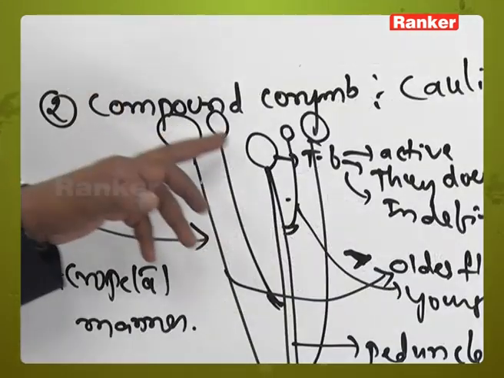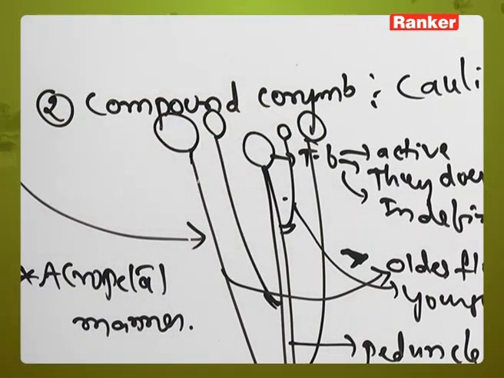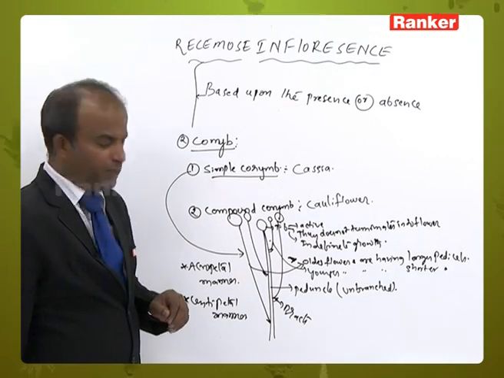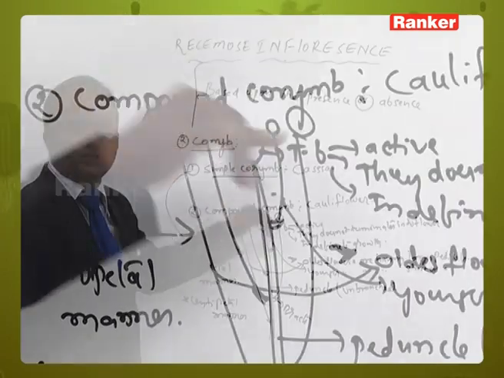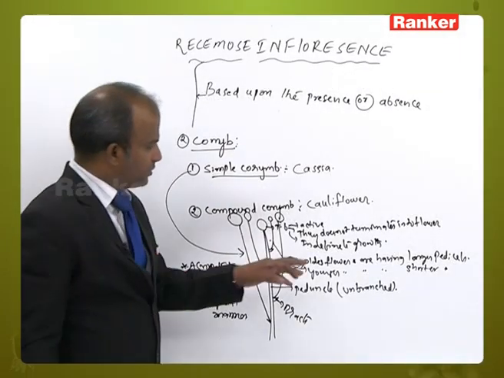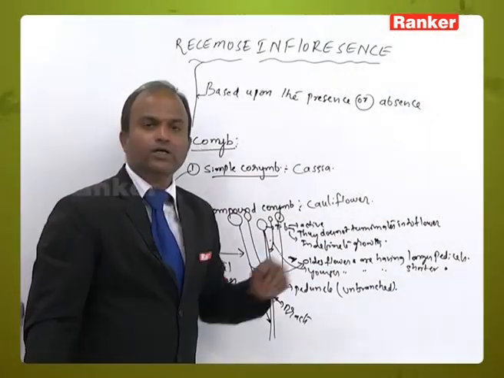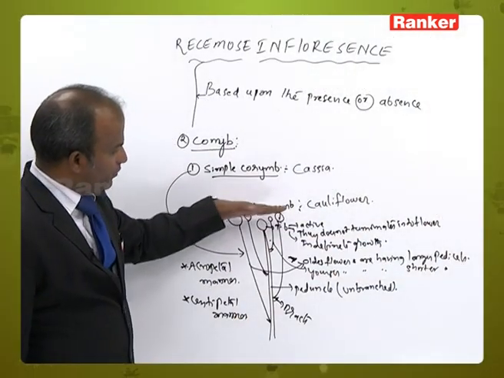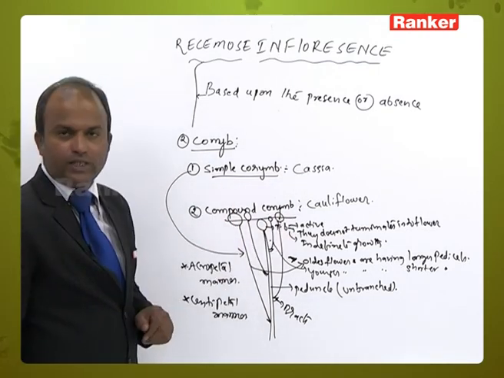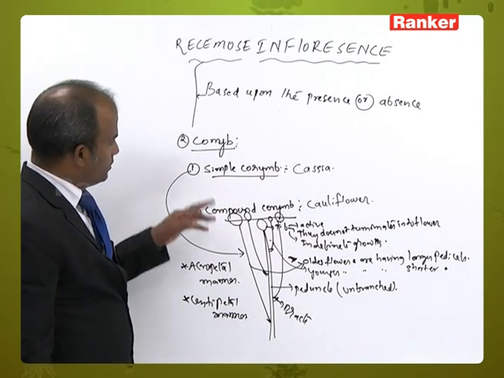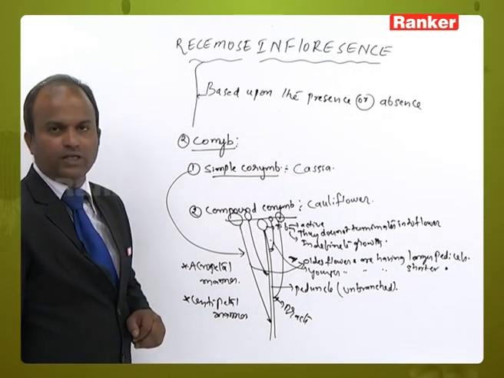Due to which, if we look at this simple corymb, the flowers are arranged in centripetal arrangement. Why? Because older flowers are present towards the periphery and younger flowers are present towards the center. Here the older flowers have longer pedicels and younger flowers have shorter pedicels, due to which all the flowers are arranged in the same height. So this is about simple corymb, example cassia.